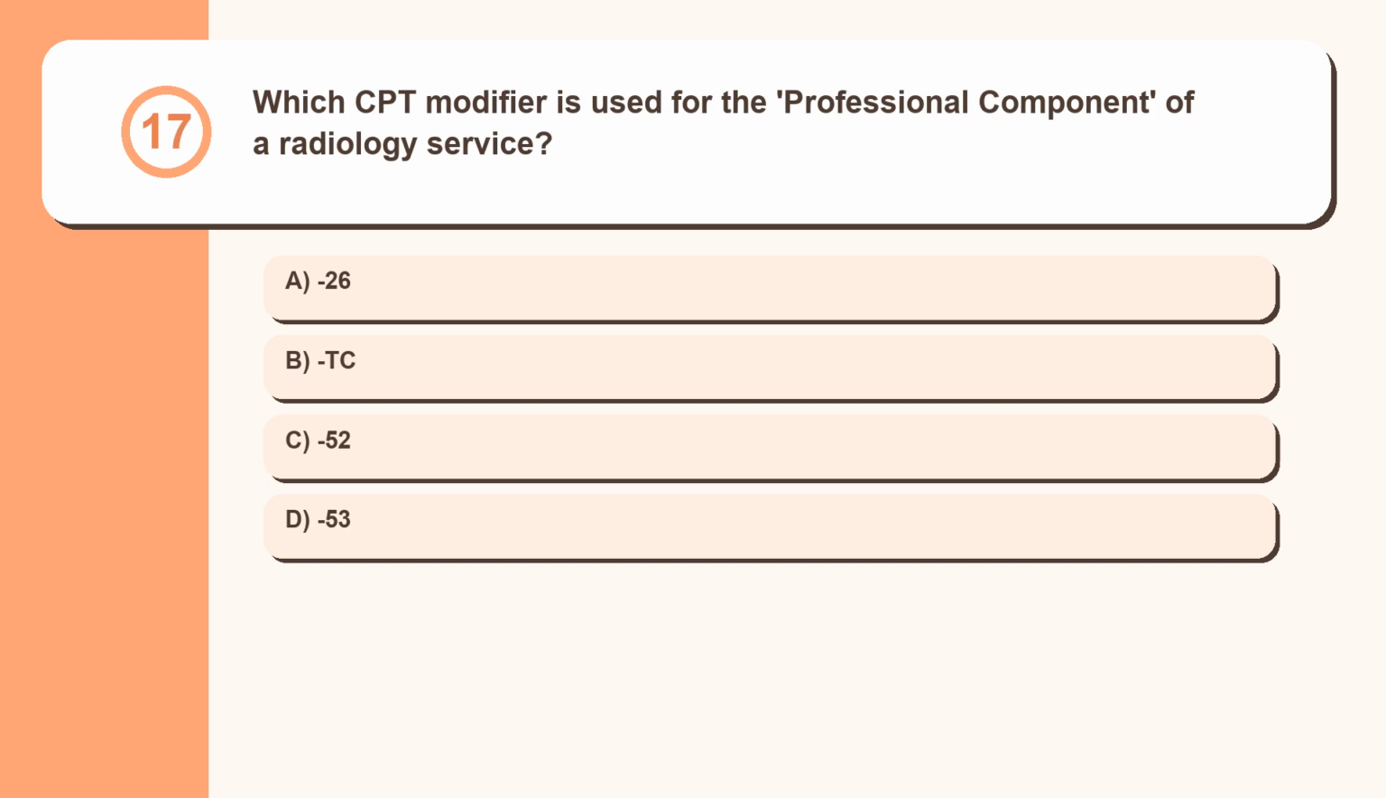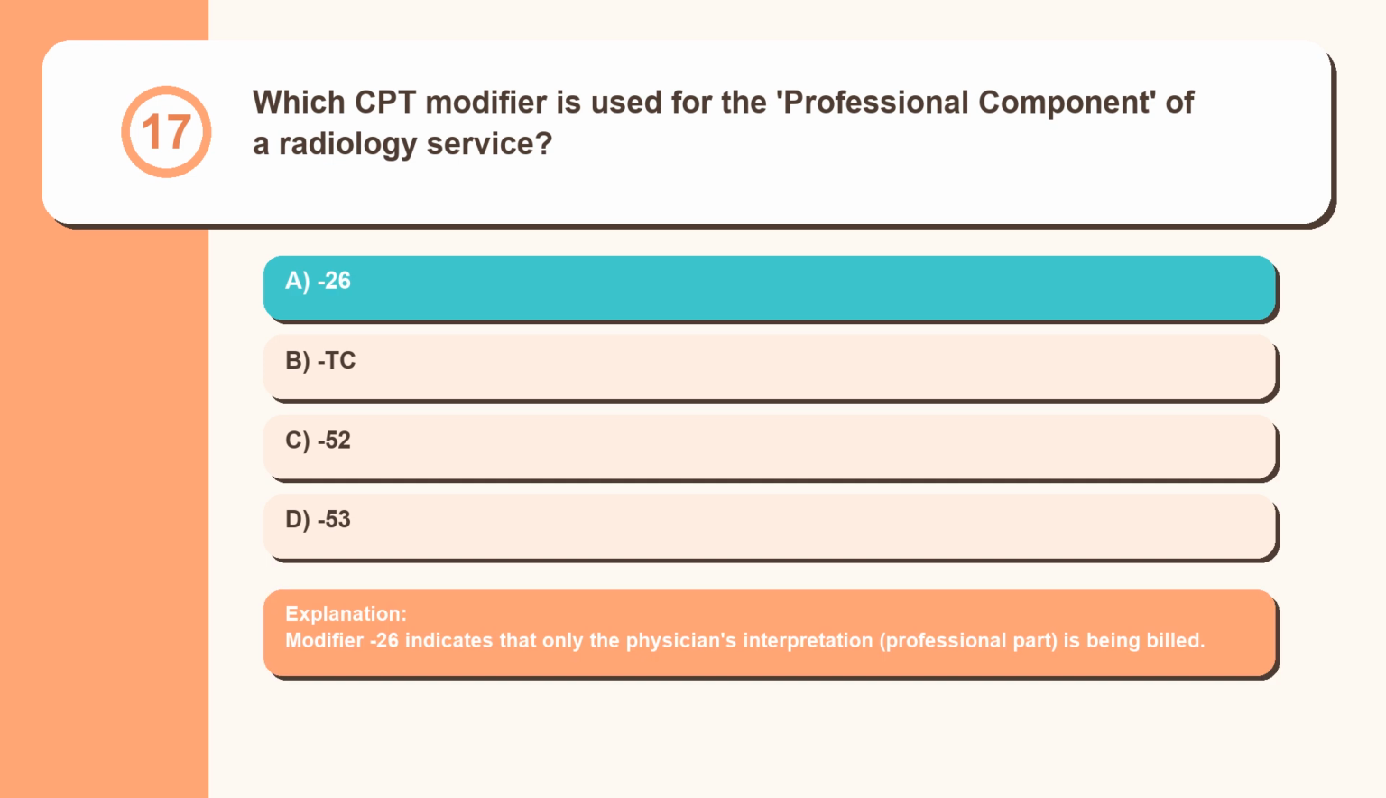Question 17. Which CPT modifier is used for the professional component of a radiology service? -26, TC, -52, -53. Modifier -26 indicates that only the physician's interpretation, the professional part, is being billed.